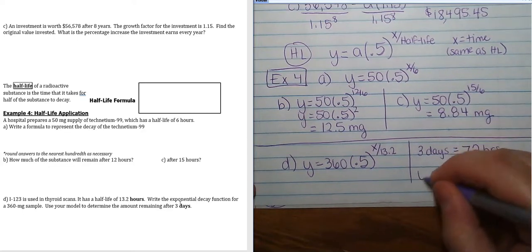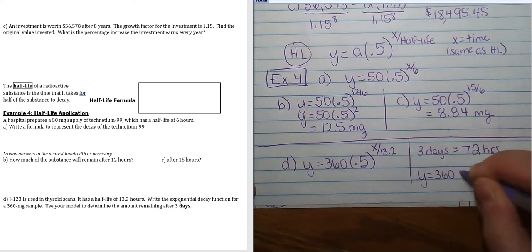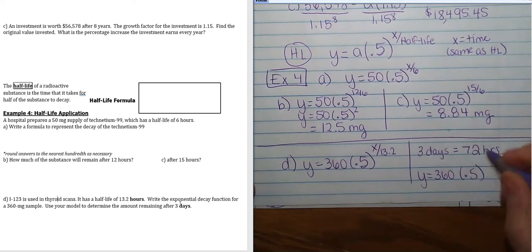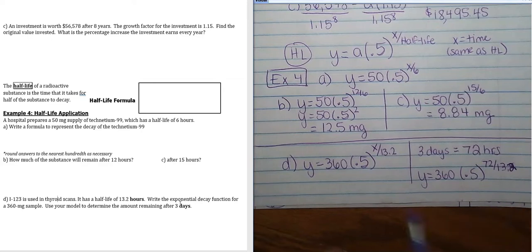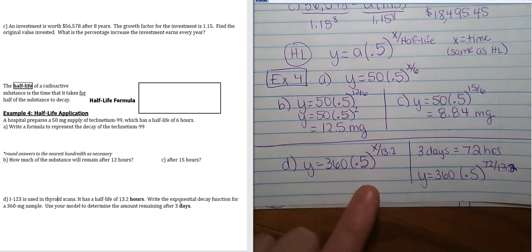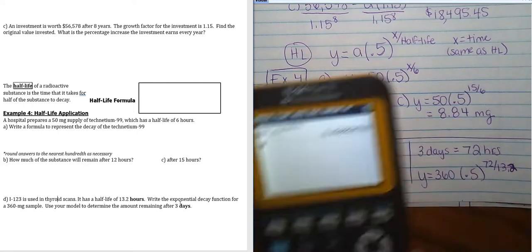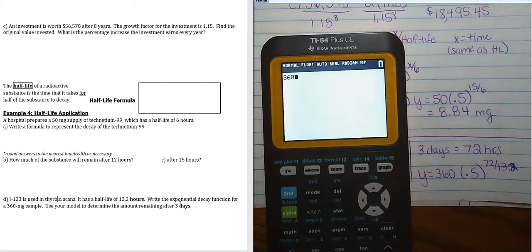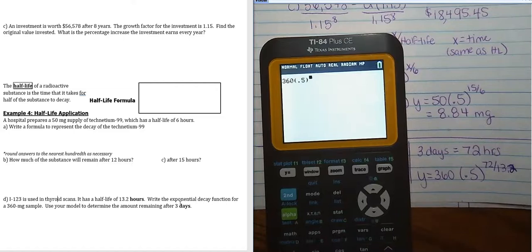So when I answer the question of how much is going to be left, we want to make sure that our X value is in the same units as our half-life. So when I plug that in, I need the 72 instead of 3, because 3 days is different than hours. So 72 hours out of 13.2 being the half-life. And to answer your question, again, for your exponent, just to be safe, I would put parentheses around it if you're not going to reduce it.